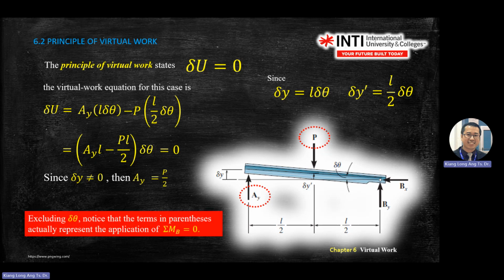Notice that the term in parentheses actually represents the sum of all the moments about B equal to 0. This is actually the same principle as taking moment at B. How do you calculate moment at B? This one rotates this way: P multiplied by this distance. And this one rotates anti-clockwise: AY multiplied by the length.